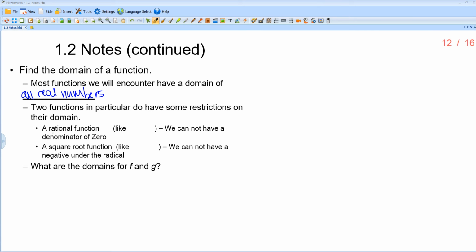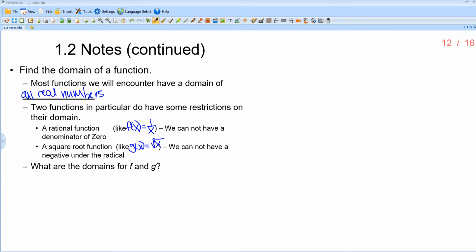Namely, we have two different functions that we need to be concerned with. The first one is a rational function, something like f of x equals 1 over x. So this is a rational function. And there's a domain restriction because we cannot have a denominator of 0. So I couldn't have 0 in that denominator, meaning there would be some restriction. Our second one is a square root function, something like g of x is equal to the square root of x. The issue with that one is that we can't have a negative underneath that radical.